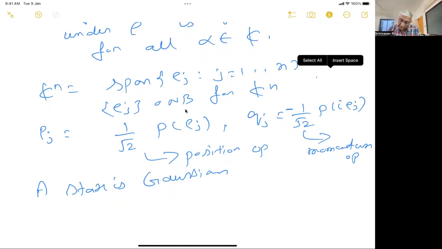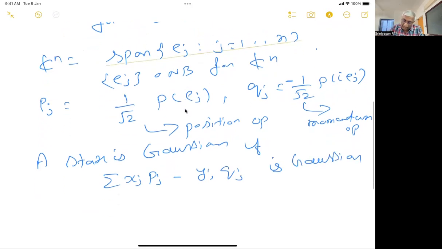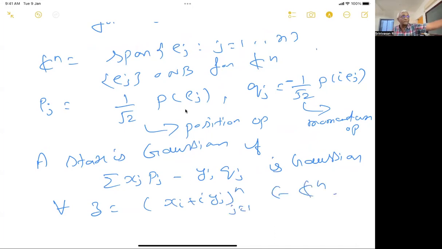Okay. So your state is Gaussian if summation x_j P_j minus y_j Q_j is Gaussian for all z equal to x_j plus i y_j, j equal to 1 to n, in Cn. Same definition, I'm just repeating. You have a tuple like this, and for any such tuple, maybe z bar if you want, this is Gaussian. So it's the same definition. I'm just taking the summation like this.